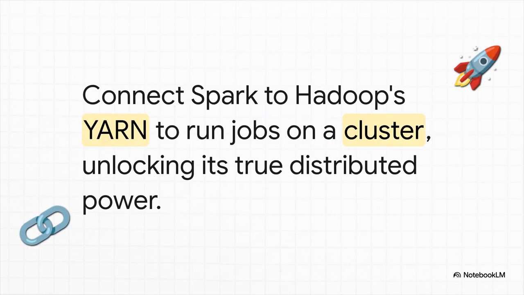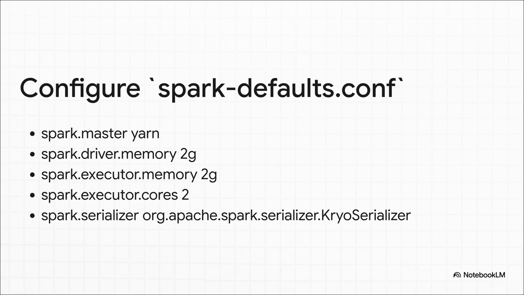All right, now for a little bonus round. This next part is optional, but if you're serious about Spark, it's a highly recommended upgrade. This is how we connect Spark to a cluster manager like Hadoop Yarn, which is what unlocks its true power to run across dozens or even hundreds of machines. We just need to pop open a file called spark-defaults.conf and give it a few instructions.